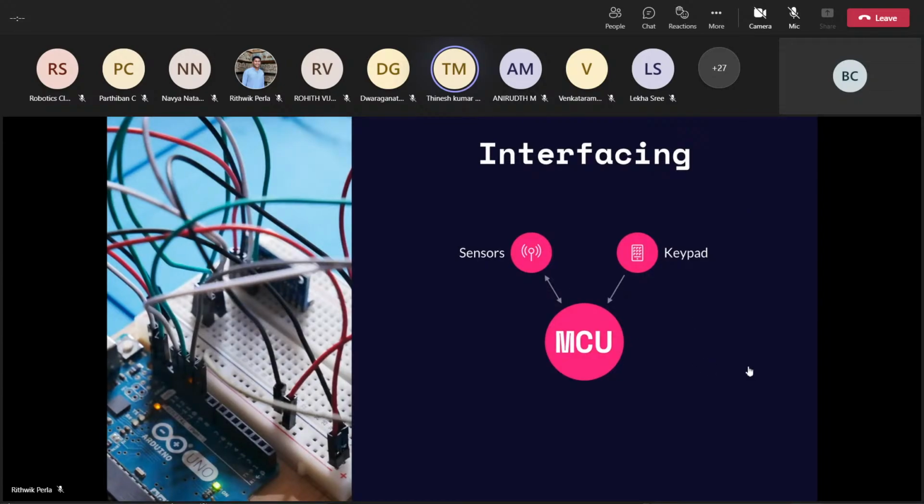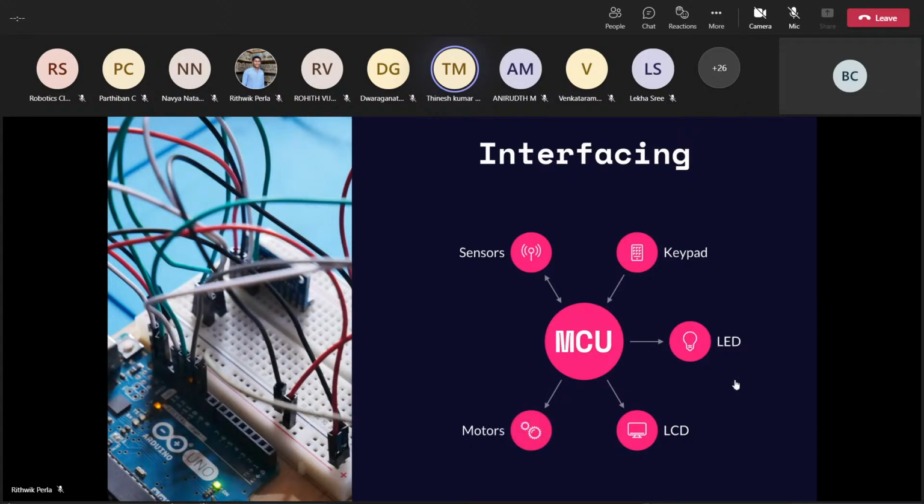Yeah, so next we have the keypad. Keypads are used for giving inputs to the microcontroller. Then LED. LED is an output device which can be connected to the microcontroller. Then LCD to display data which is being processed by a microcontroller. Then motors like servo motors and stepper motors, which are used in robotic arms.